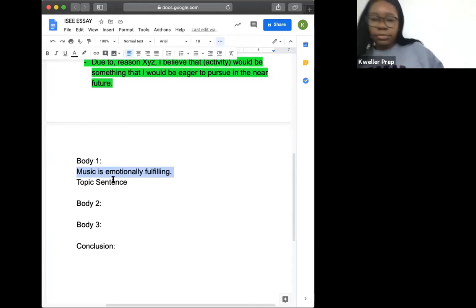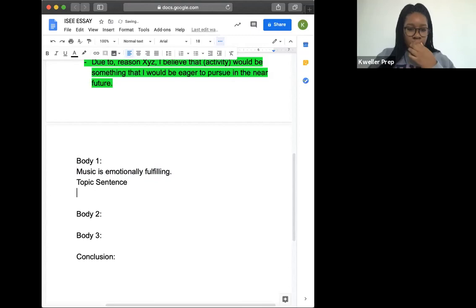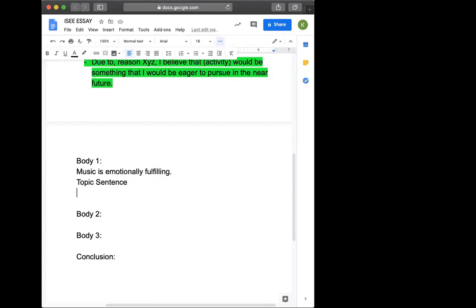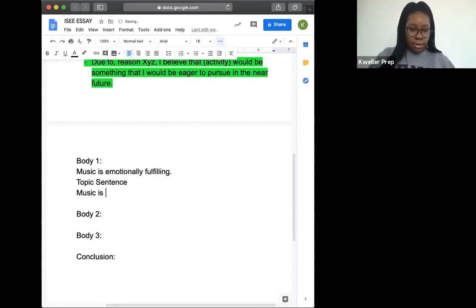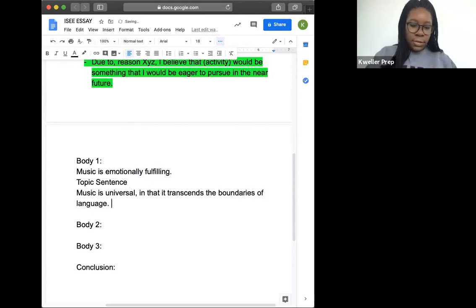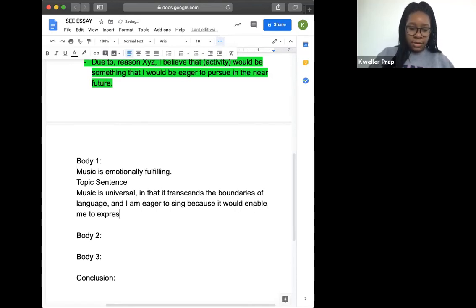So you could say something along the lines of, music is universal in that... ear to sing because it would... to express myself in a unique manner. Okay.